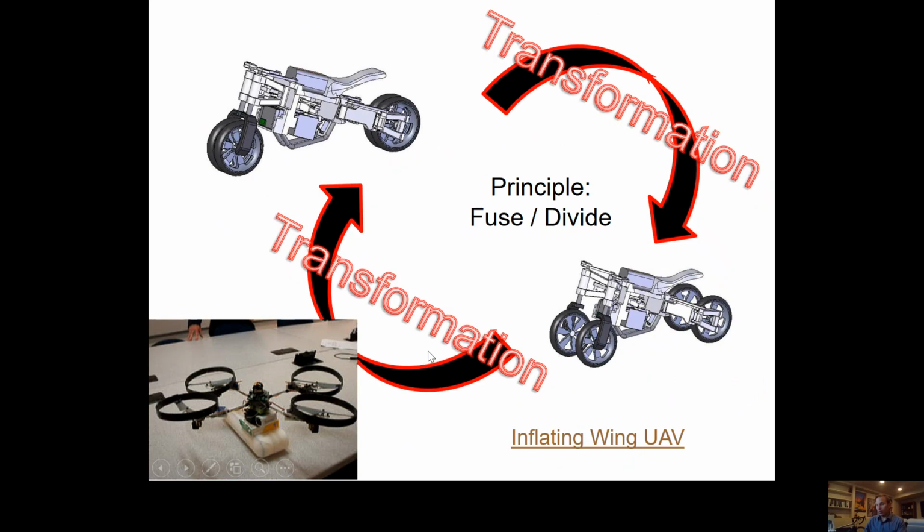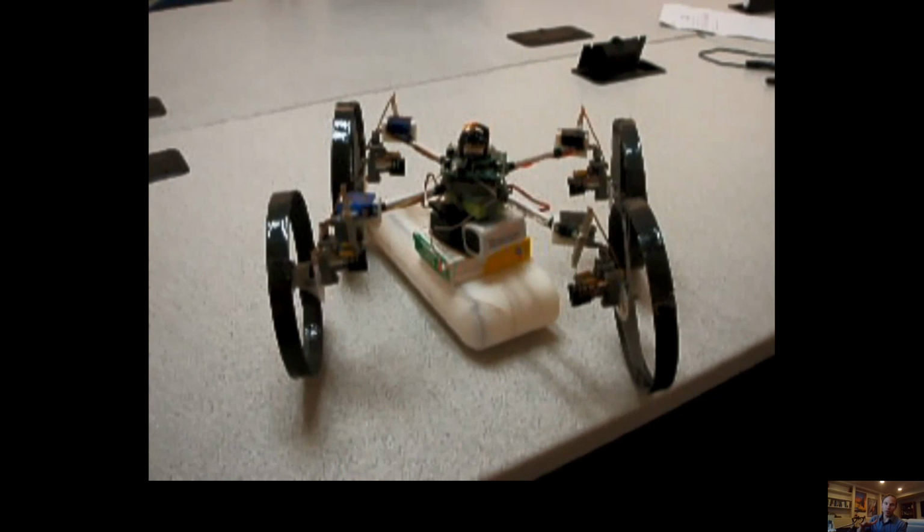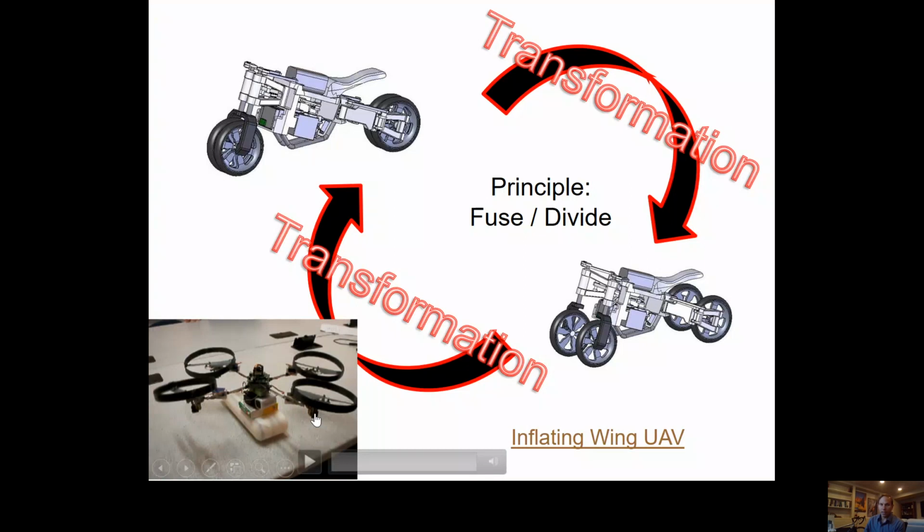Okay, so here's an example of a concept that resulted from that. So using the fuse and divide principle, you have a vehicle that, similar to the bicycle I showed early in the presentation, those wheels can come together for high speed and agility, and then they can open up and shift apart for greater stability. Here's an example of a transformer. It looks like a quad rotor and flies like a quad rotor, and the blade goes down, and those propellers turn into wheels, and it can drive like a normal vehicle.